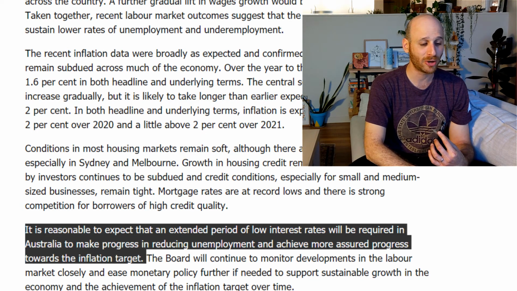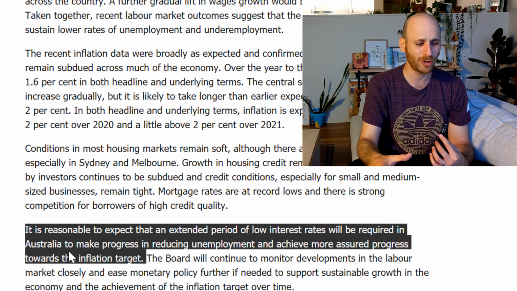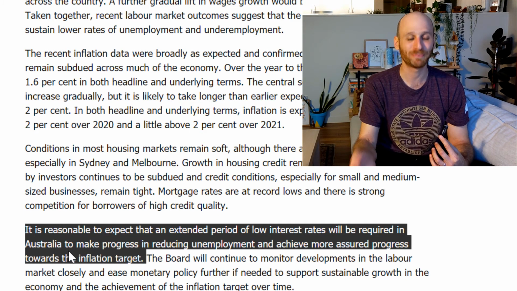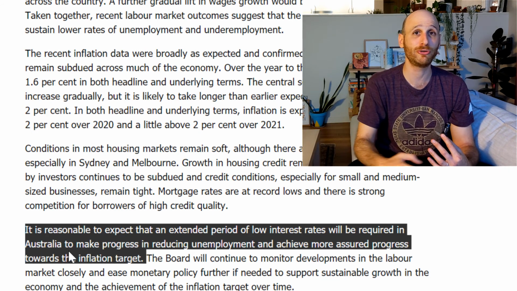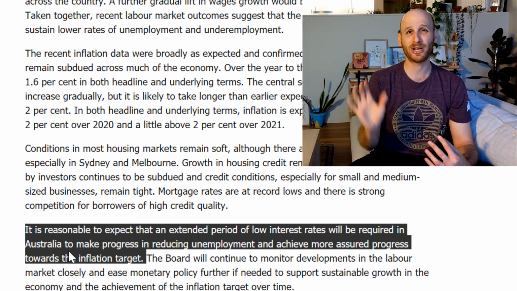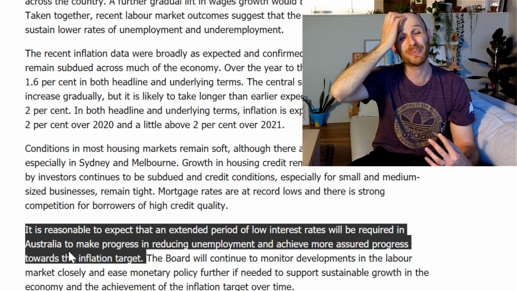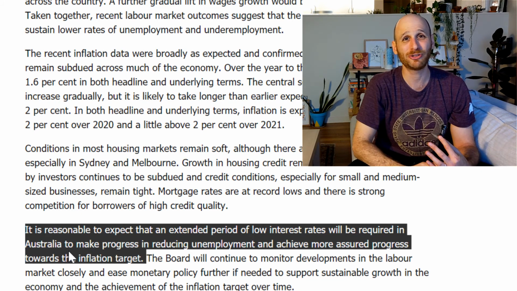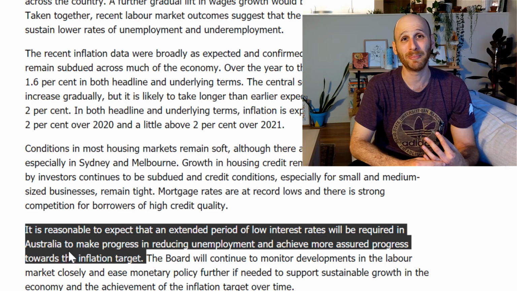And the reason they'll remain low is, here we go, what a great quote to include: to make progress in reducing unemployment and achieve more assured progress towards the inflation target. So the RBA is saying, you've got to expect that rates are going to stay low so that we can reduce unemployment further, reduce that spare capacity, and also keep trying to push inflation back up into that target band. Because remember, it's been under that target band for some time. The exact duration fails me. I'll put it in the description so you'll have it there. But just expect, everybody, the RBA is saying, interest rates will remain low.